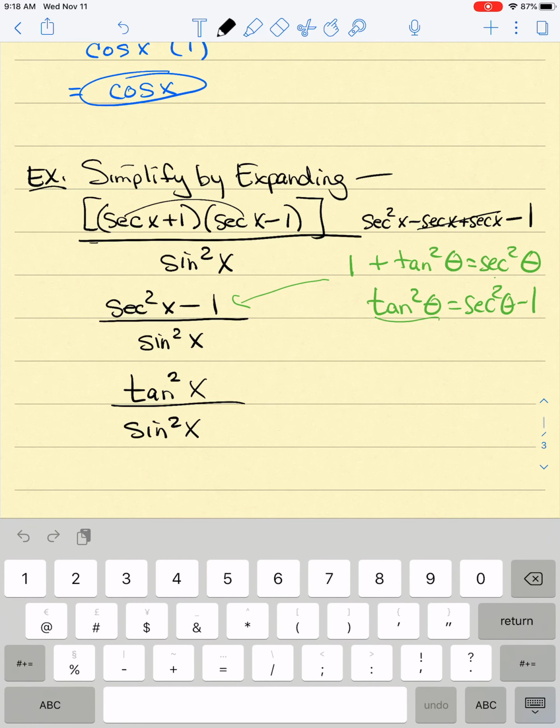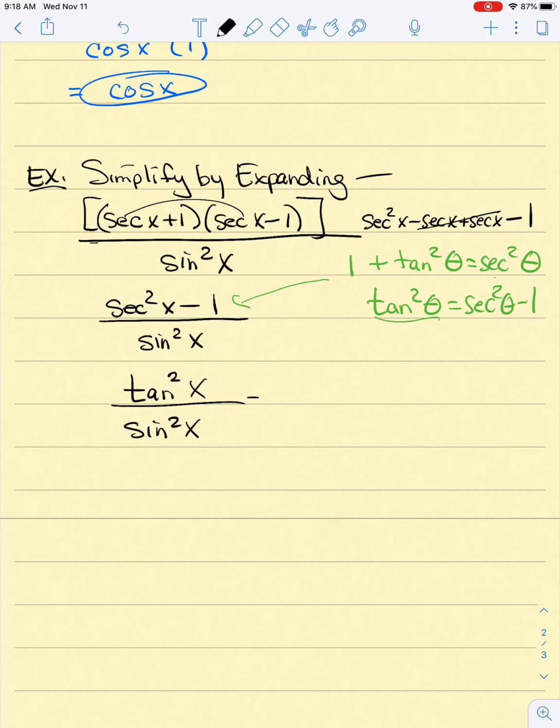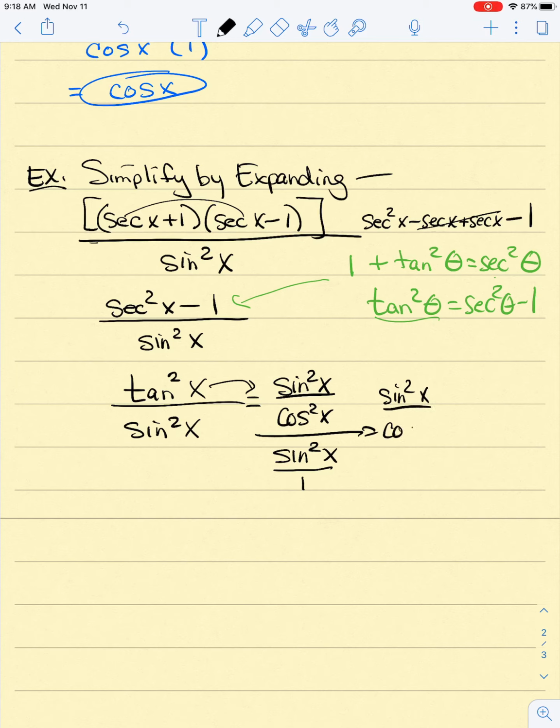Well, let's break that down. What is the tangent squared? If we break it into sines and cosines, that would be sine squared x over cosine squared x. Okay, so that's just your tangent. And that's all over sine squared x. All right, so if we bring that up and treat it like this is over 1, sine squared x over cosine squared x times 1 over sine squared x. So we're going to bring it up, multiply by the reciprocal, okay?